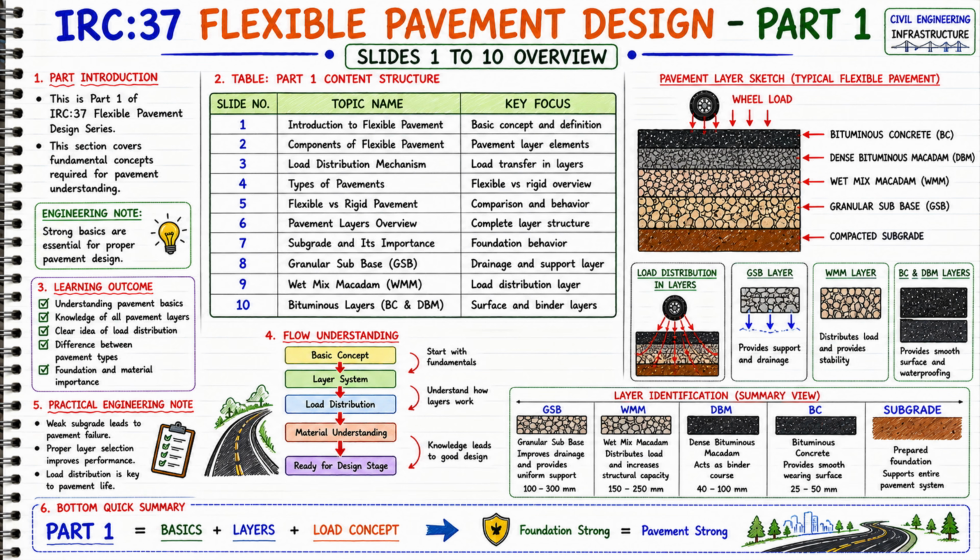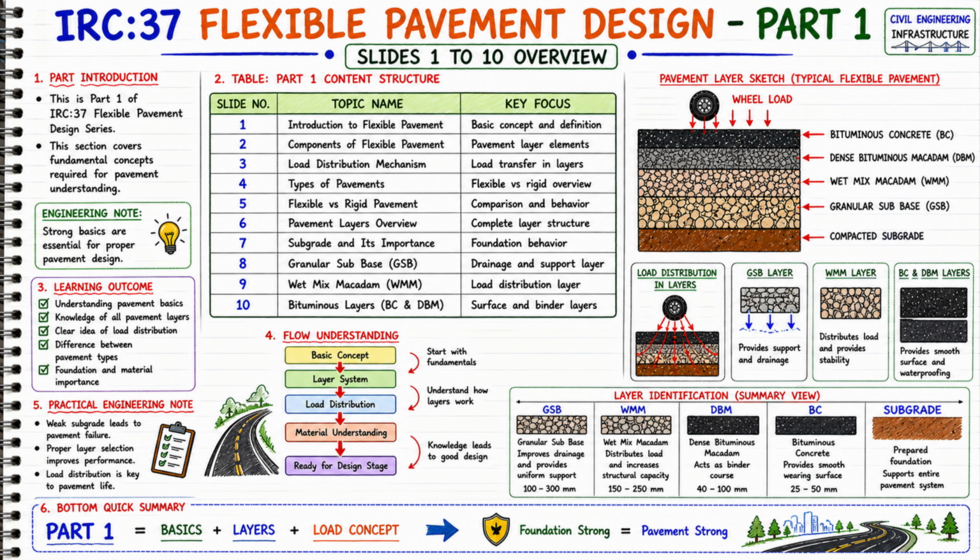Section 3. Learning Outcome. Now the learning outcome is given in the slide. What will you understand after this part 1? You'll understand pavement basics. You'll gain knowledge of all pavement layers. You'll gain a clear idea of load distribution. You'll understand the difference between flexible and rigid pavement. And the importance of foundation and material will become clear.